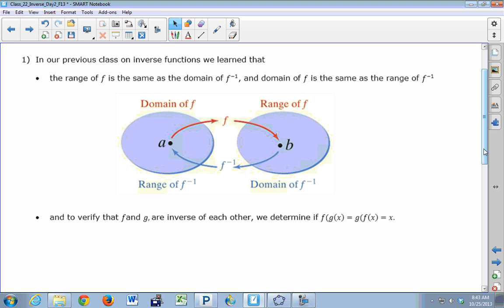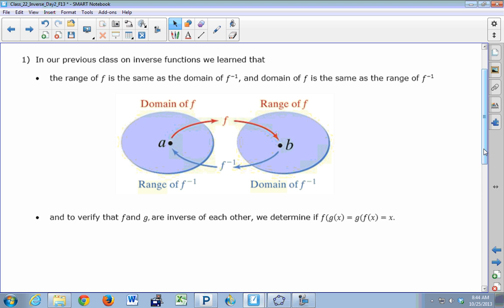So one of the ways of saying this is that the range of my first function, f, is the domain of your inverse function, because that's what goes into your inverse function. Or the range of your inverse function, where you end up, is where you began, the domain of f.